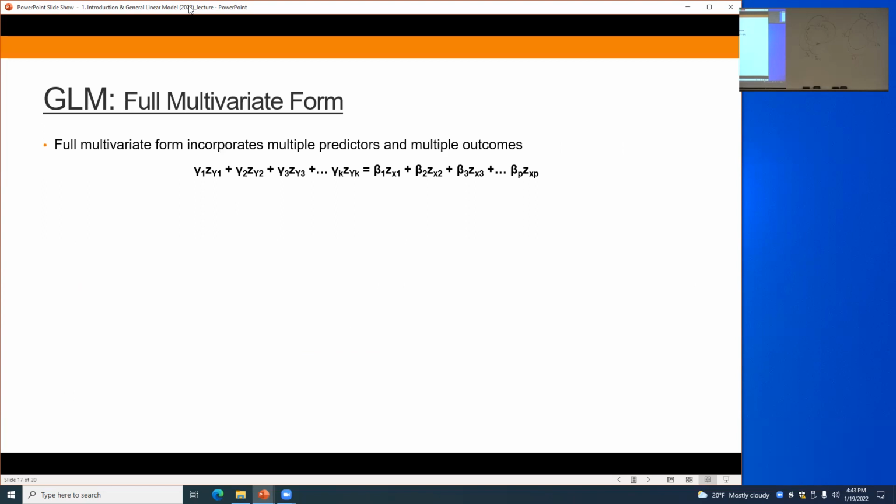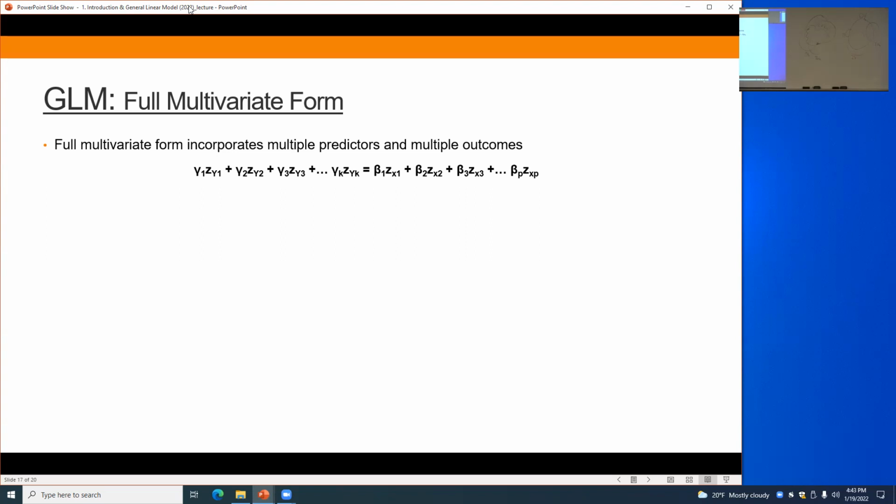This is going to take us to our full multivariate form. In our full multivariate form, we've got multiple predictors and multiple outcomes. I've got my y1, y2, y3, and so on and so forth, equal to z1, z2. So I've got a bunch of outcomes regressed onto a bunch of predictors. This is starting to get to be a pretty big, complicated model.